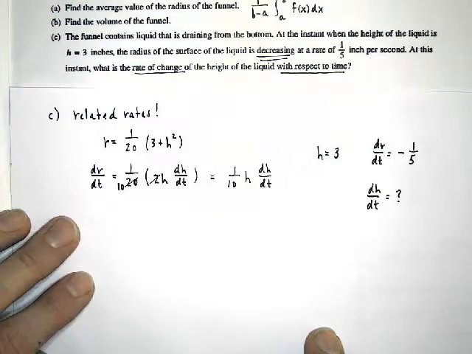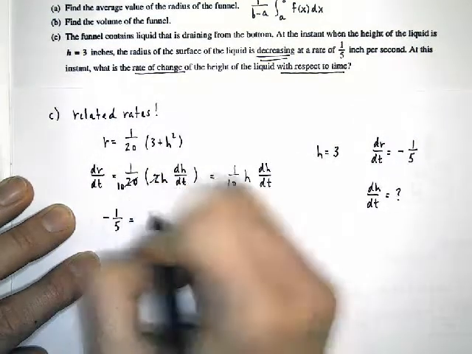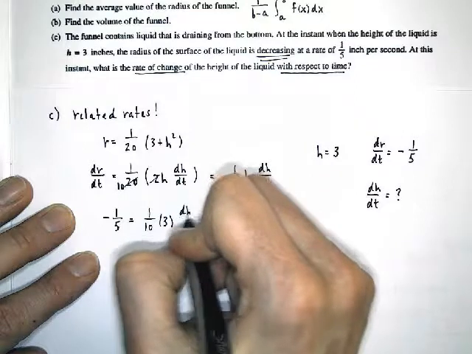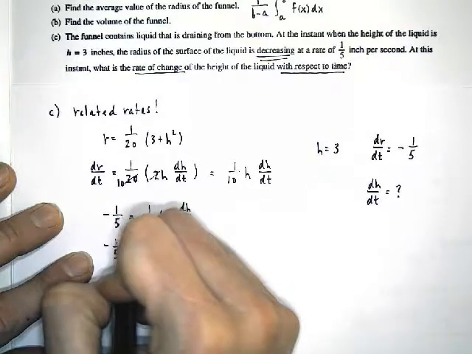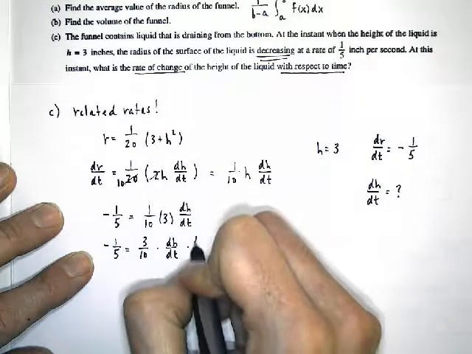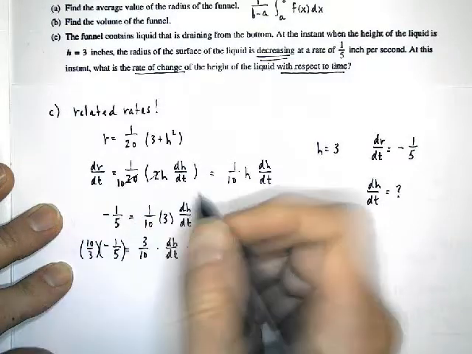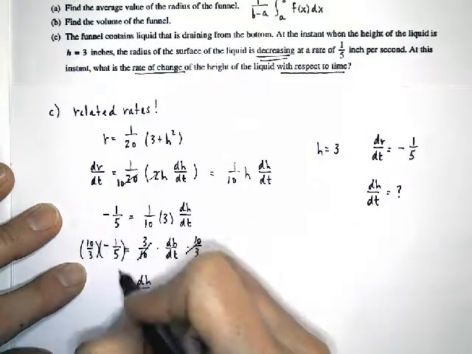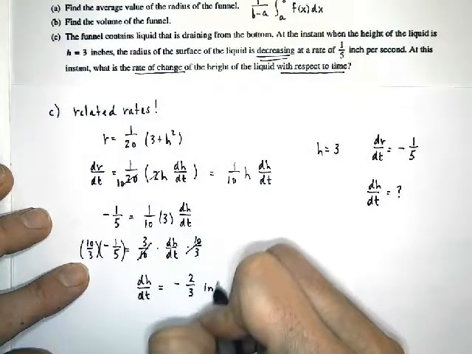So let's plug in what we know. dr dt we found out was negative 1 over 5. That's equal to 1 over 10 times our h was 3, and dh dt is our unknown. So now I've got negative 1/5 equals 3/10 times dh dt. I'm going to multiply by the reciprocal to get rid of that. So this cancels, and I get dh dt equals 10 divided by 5 is going to give me 2, so negative 2 over 3, and I know this is going to be inches per second.